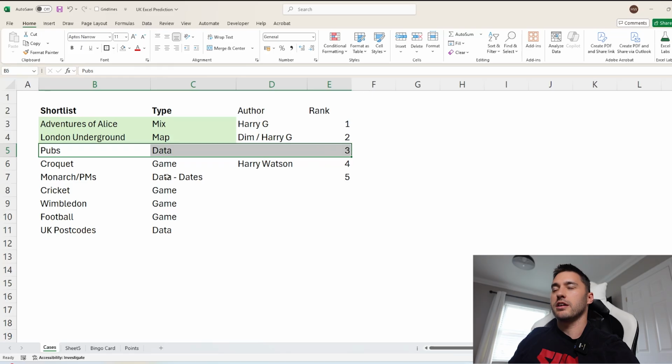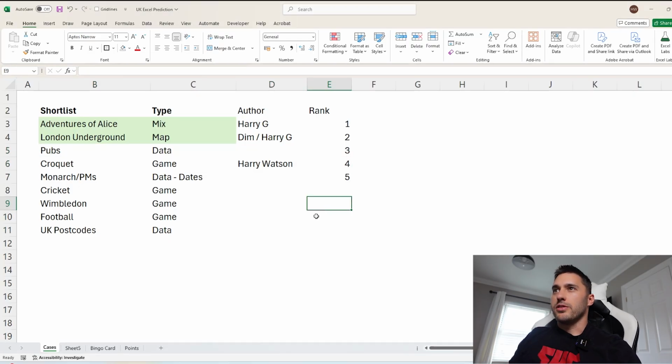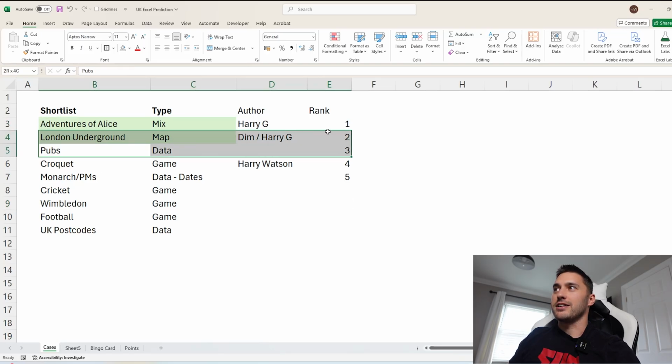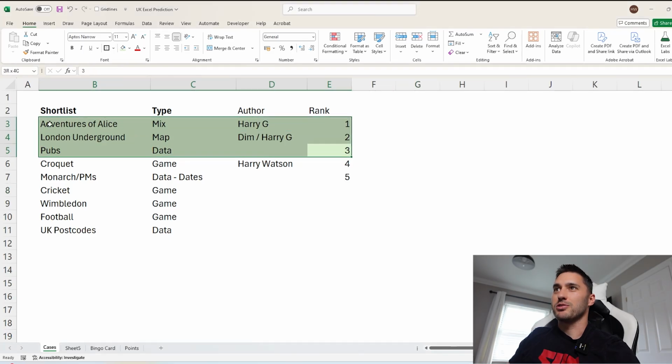Pubs don't need to do anything up front there. They could ask you anything about pubs and pub names and types of beer and types of wine and whatever. Croquet, need to look up the rules of croquet. So that is my case prediction. Let's go Adventures of Alice, London Underground, and UK pubs as my 3 case predictions.